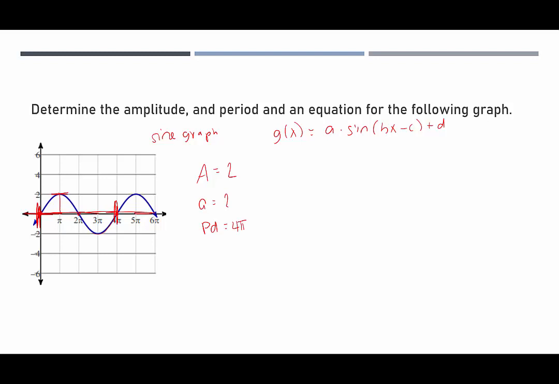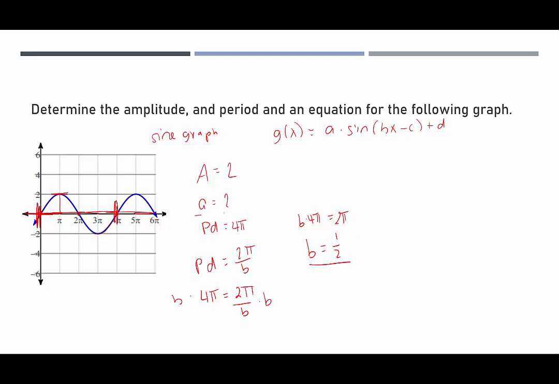If we're going to write the equation, then we need to relate the period to the coefficient b. So remember, period is 2 pi divided by b. We know the period is 4 pi, so 4 pi equals 2 pi divided by b. Let's multiply both sides by b. We get b times 4 pi equals 2 pi. Then we would get b is equal to 1/2 if we divide both sides by 4 pi.